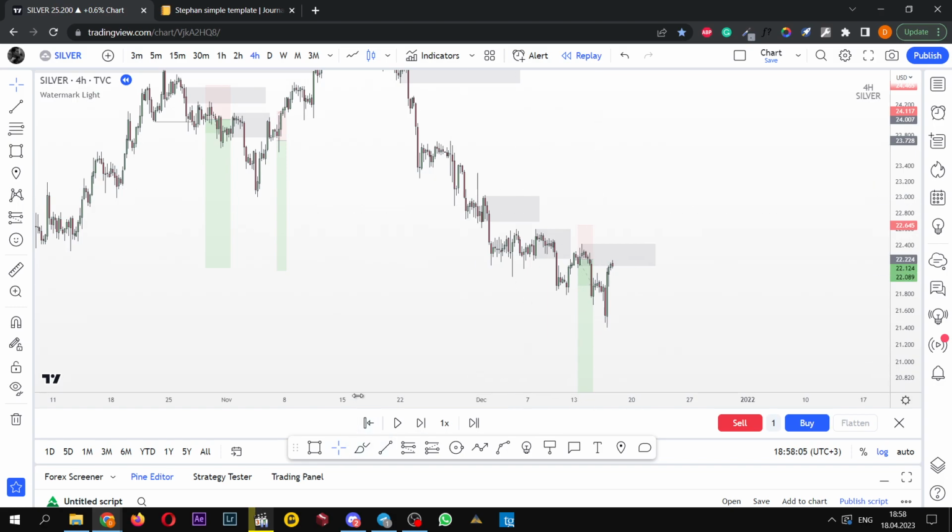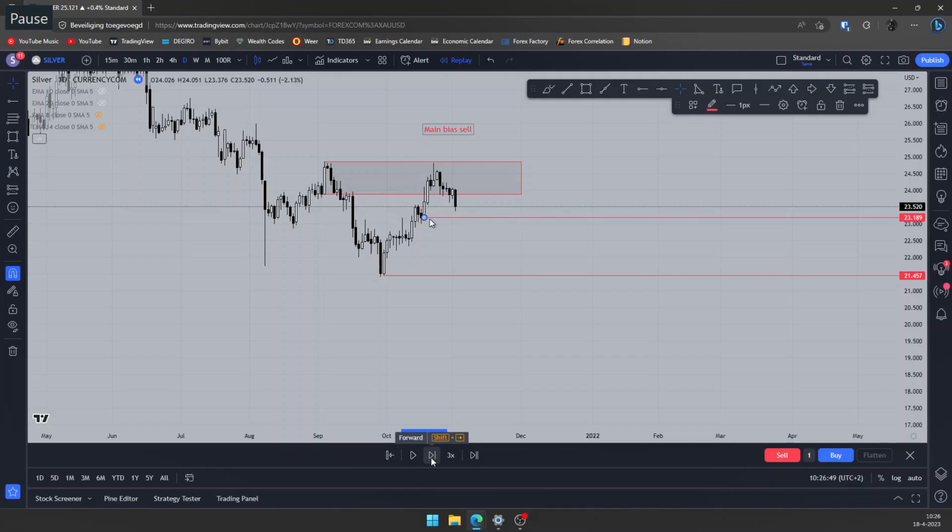Now let me switch to your video. So not sure why you are telling that this is a protected low on daily. So you are seeing it as inside structure or something like that. The structural points on daily are this one as protected high, and this is as your liquidity target, and that's all. Everything here is inside structure.